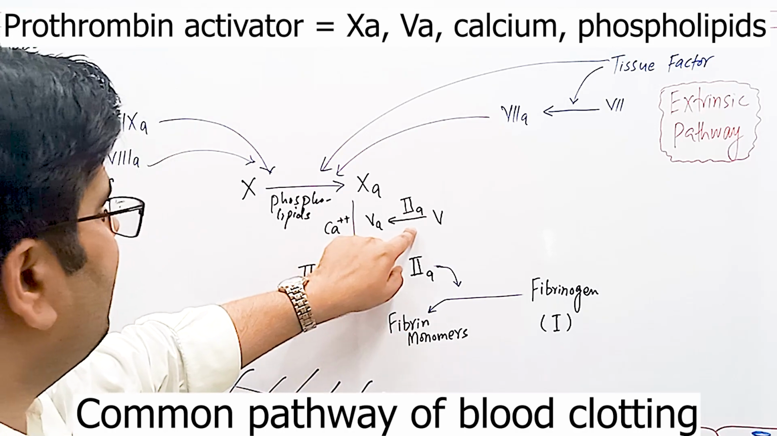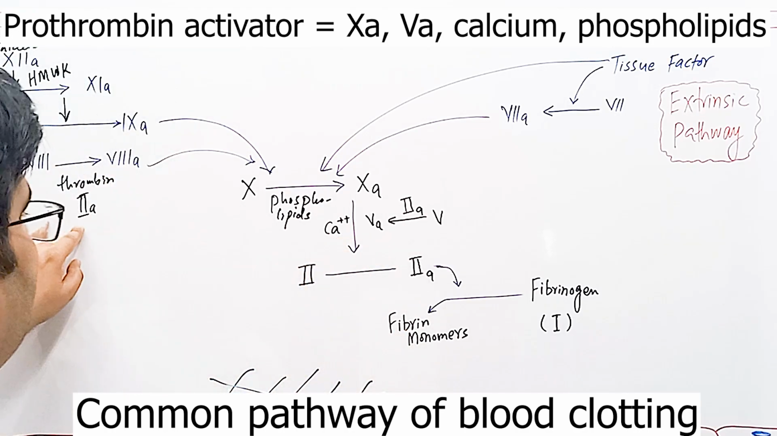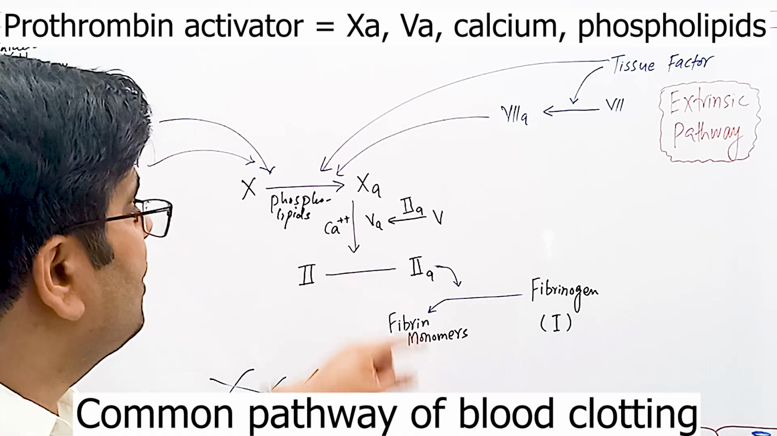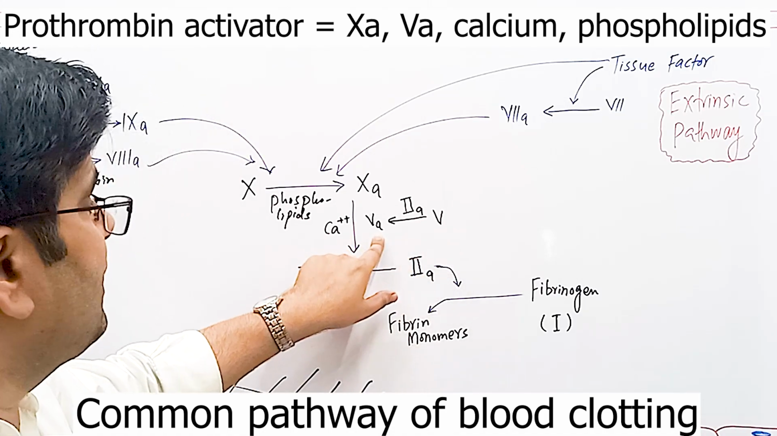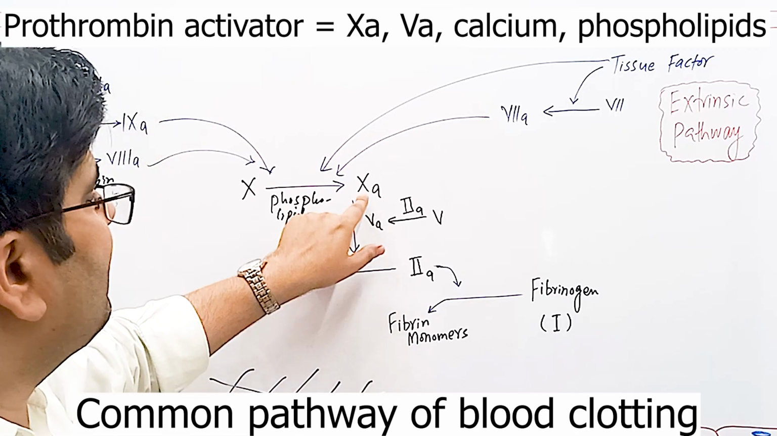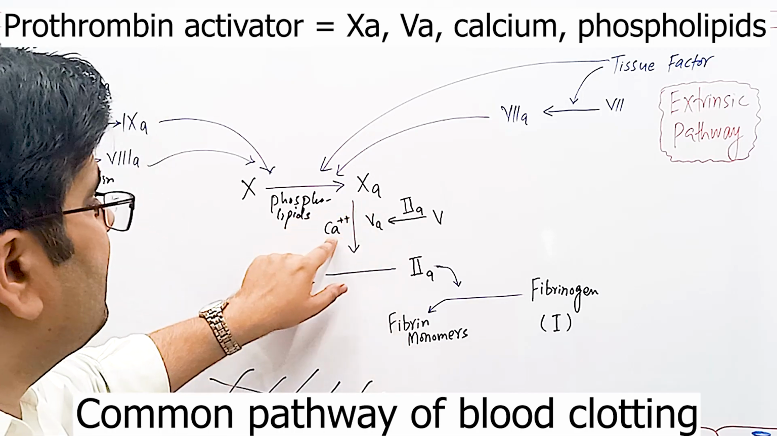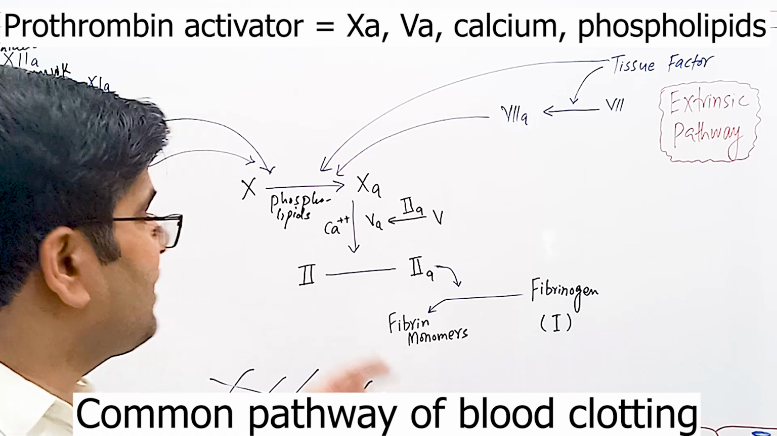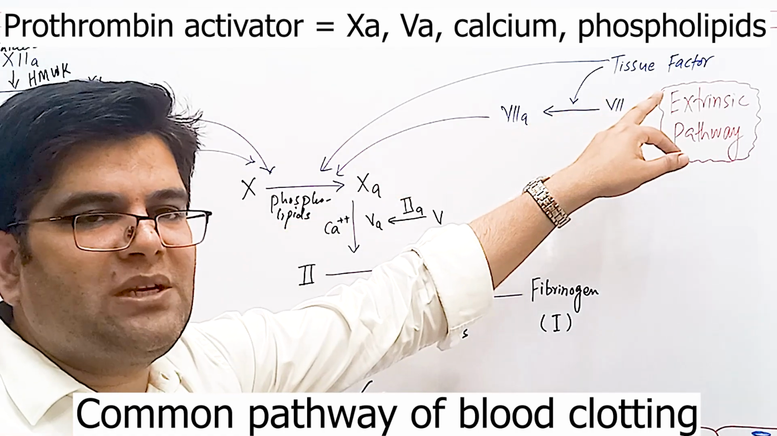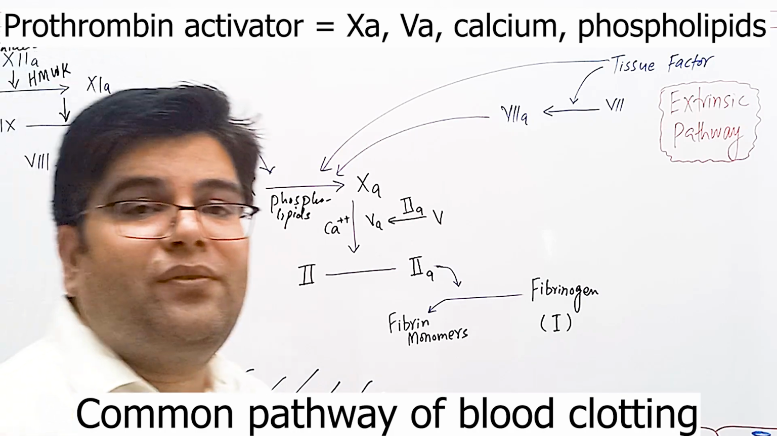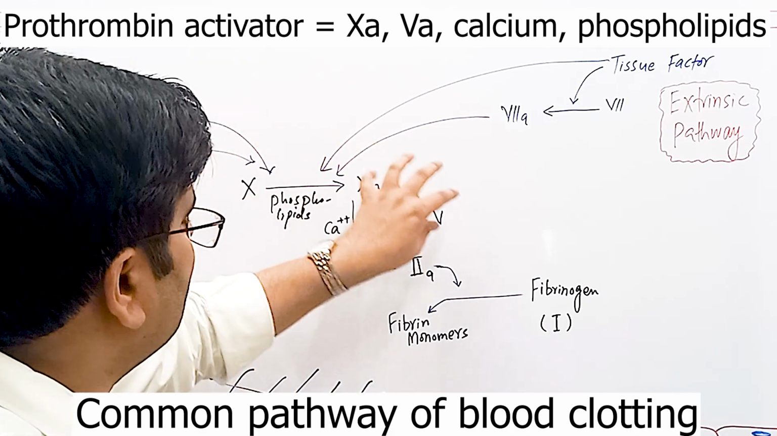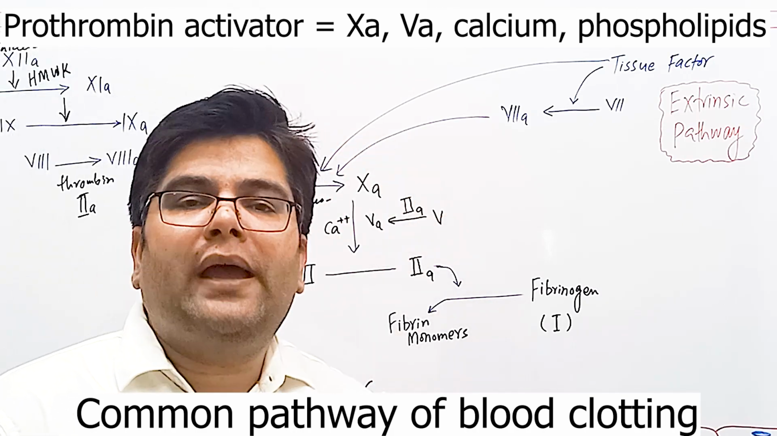One of the actions of thrombin is to activate clotting factor number 8. Another action of thrombin is to activate clotting factor number 5 to activated factor number 5. This activated factor 5, along with activated factor number 10, in the presence of calcium and the phospholipids, which are coming either from the tissue factor in the extrinsic pathway or the phospholipids coming from the platelets in case of the intrinsic pathway, they all collectively make prothrombin activator.